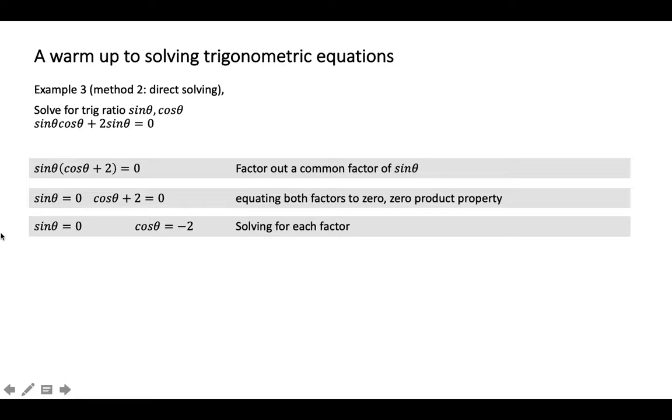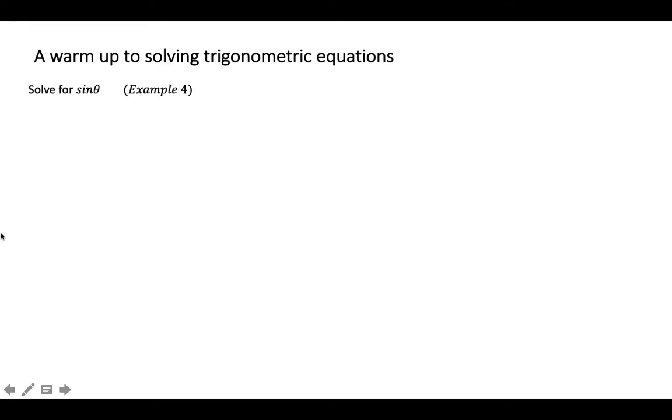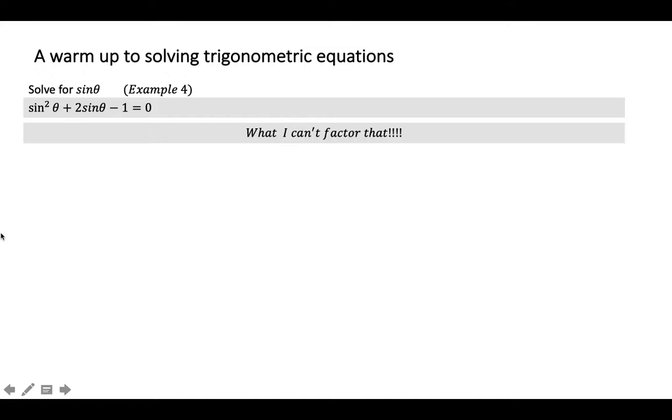Let's look at the most challenging example of them all. Example 4. So we're going to solve for sine theta. So take a look at this equation. It may remind us of last unit's quadratics. So I'm going to try to factor this. What? I can't factor that. I've tried it. Maybe you want to try. This is deceiving because it looks factorable.